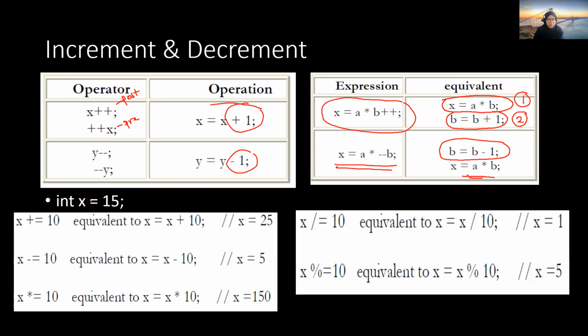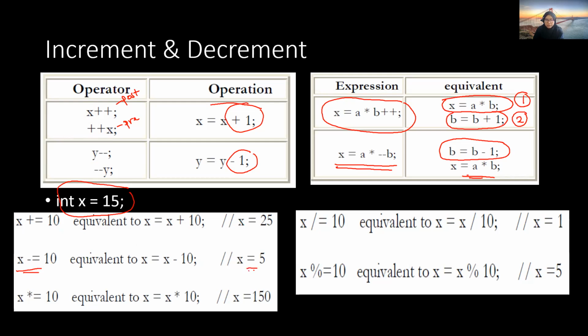Now let's look at this one. Let's say I have integer x equals 15. And I say x plus equals 10. What does it mean by x plus equals 10? It means that x is increased by 10. The next x will be 10 plus 15, which is 25. Now let's look at this one, x minus equals 10. So it means decrease by 10. So the new x will be 15 minus 10, which is 5.